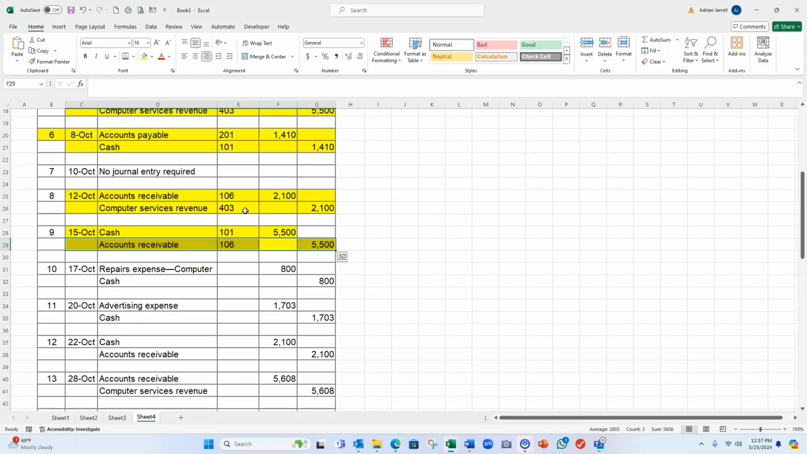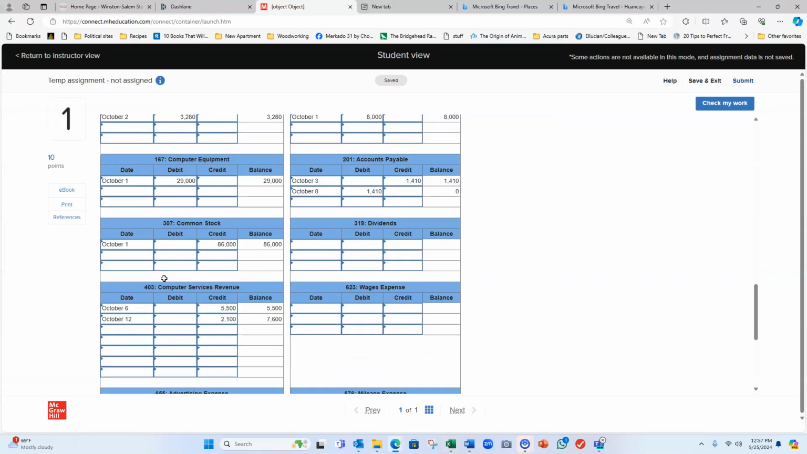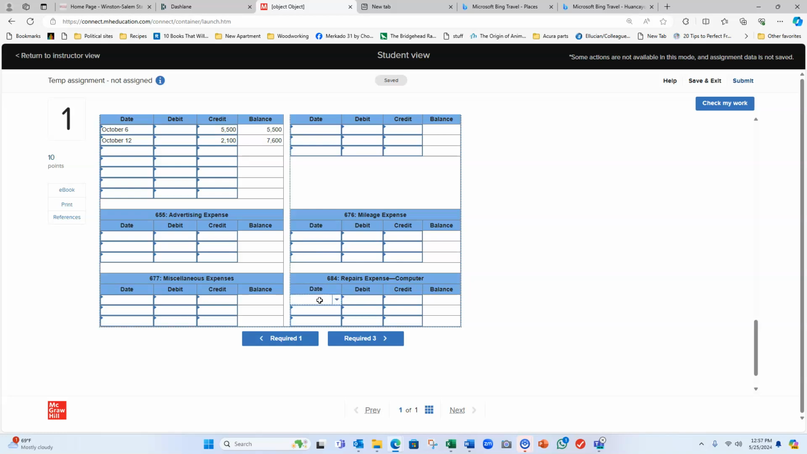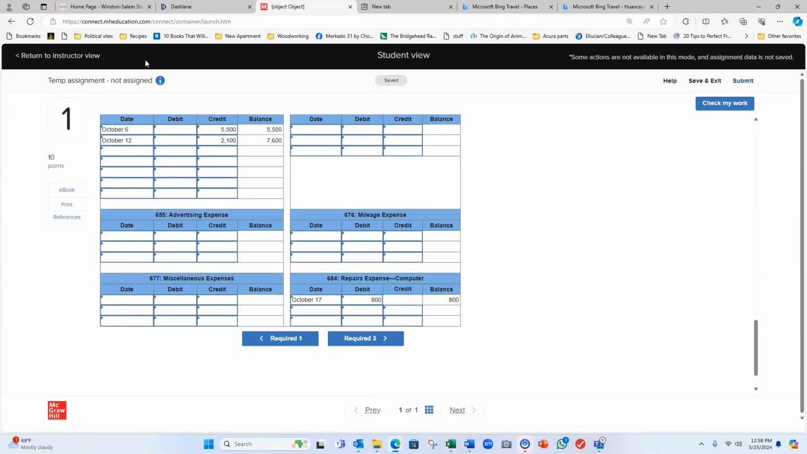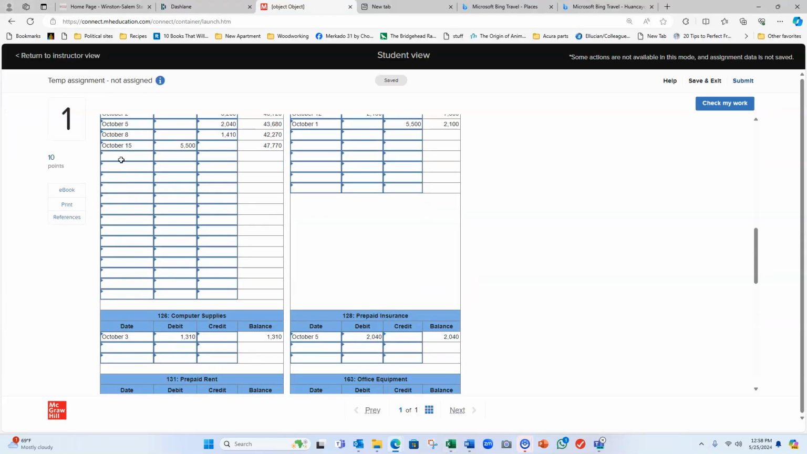Account number 106. We're going to debit repairs expense computer for $800 on the 17th. Make sure that's right, $800. Account number 684. We're going to credit cash on the same date, the 17th, for $800.